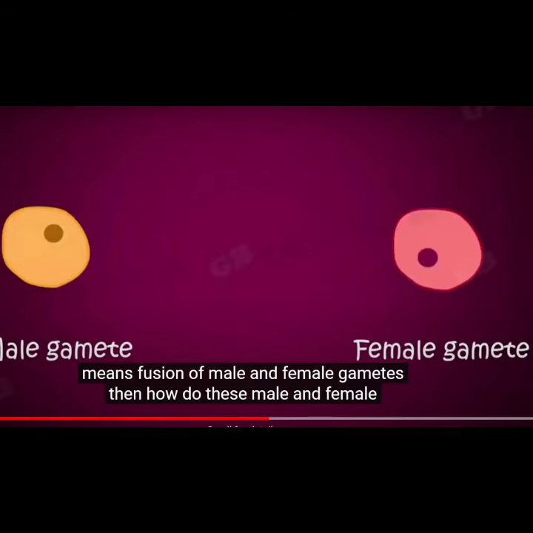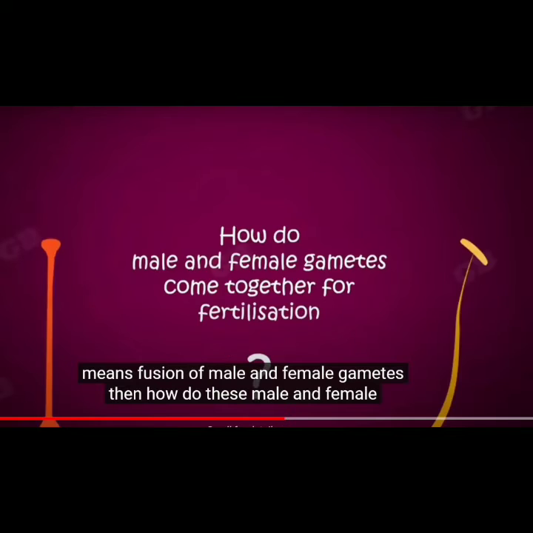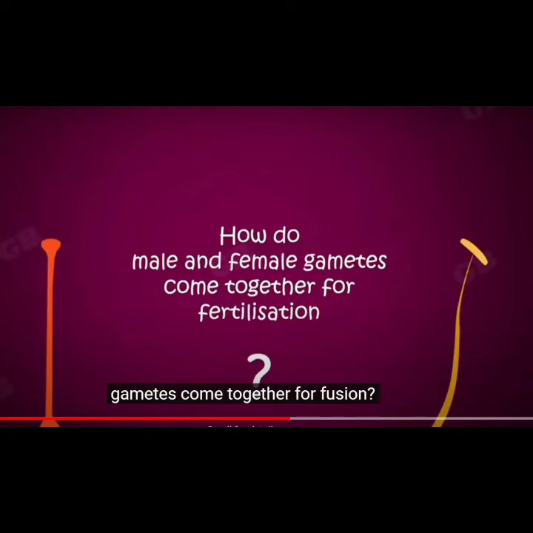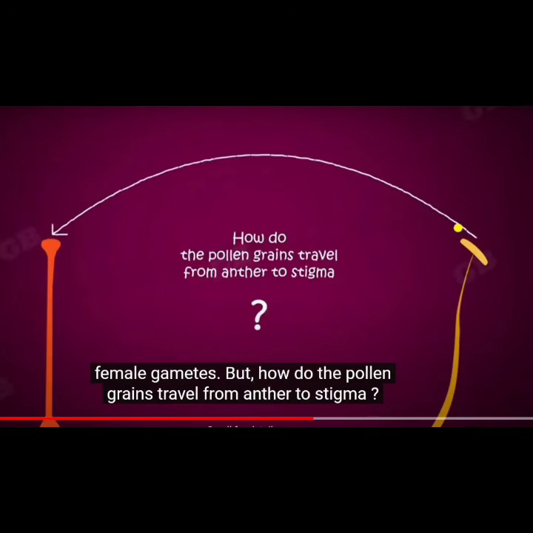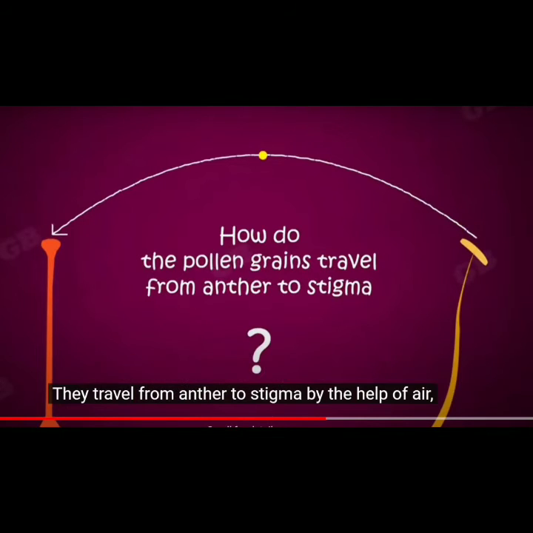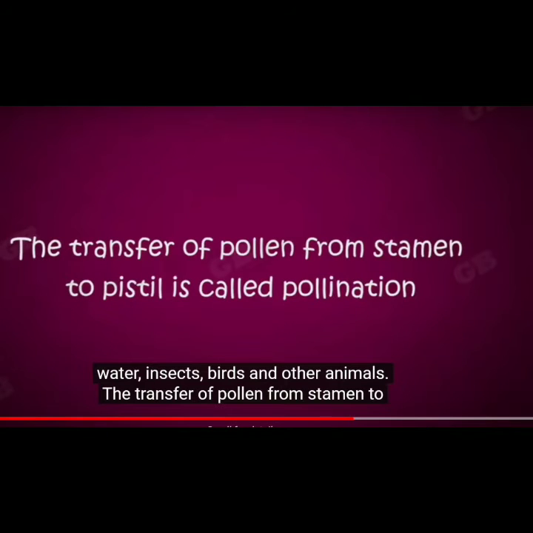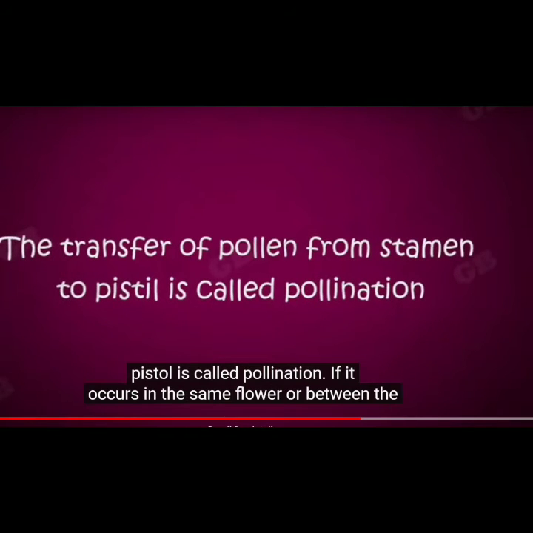You know that fertilization means fusion of male and female gametes. Then, how do these male and female gametes come together for fusion? For that, the male gametes should reach the female gametes. But how do the pollen grains travel from anther to stigma? They travel with the help of air, water, insects, birds, and other animals. The transfer of pollen from stamen to pistil is called pollination.